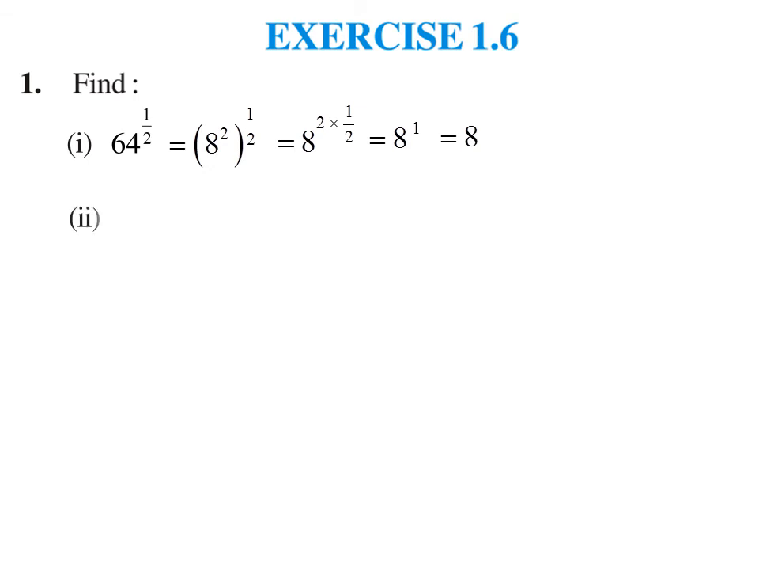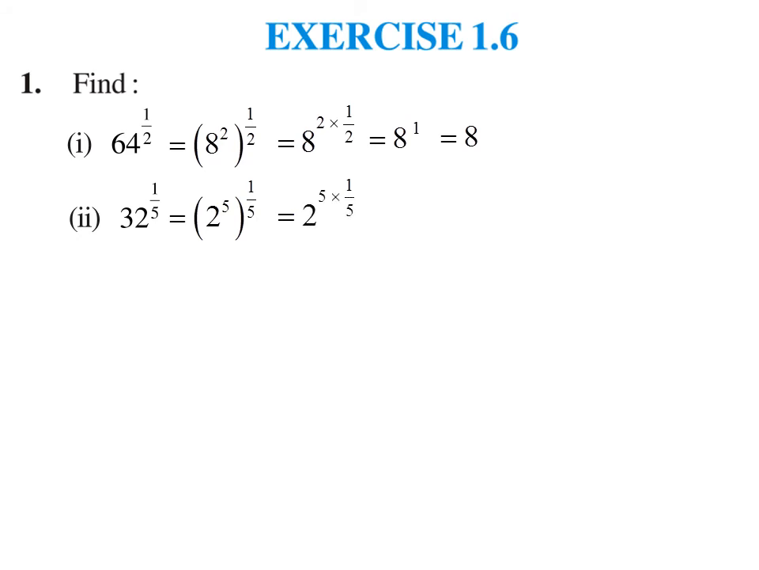Next question, the second one: 32 to the power 1 by 5. Again we have to convert 32 in such a way that we can get a number to the power 5. So 32 can be written as 2 to the power 5, and whole to the power 1 by 5. Again the same property as per the previous question.